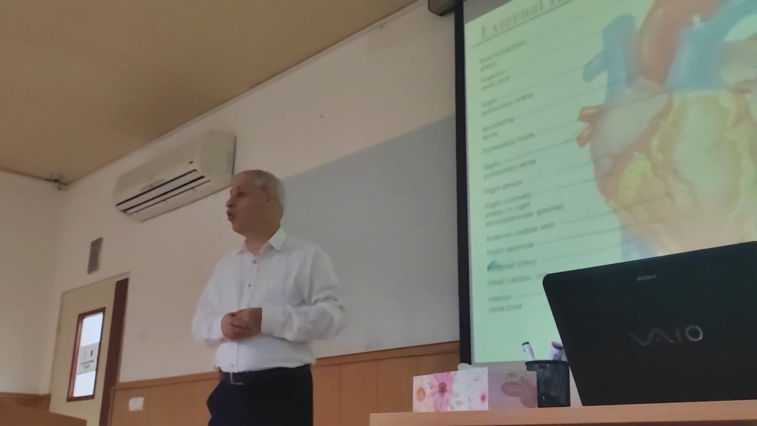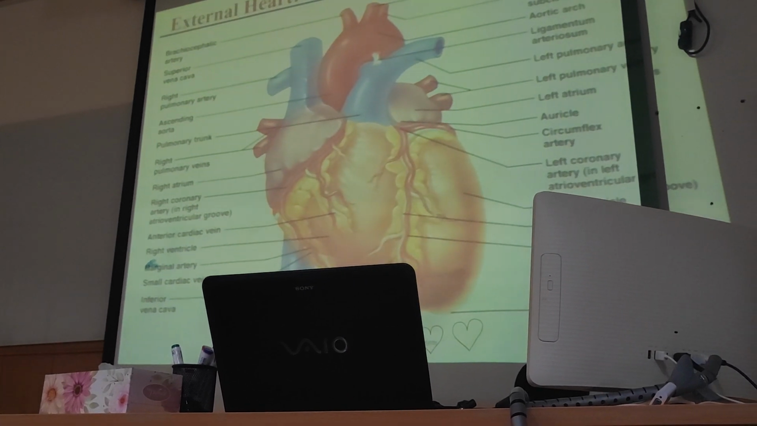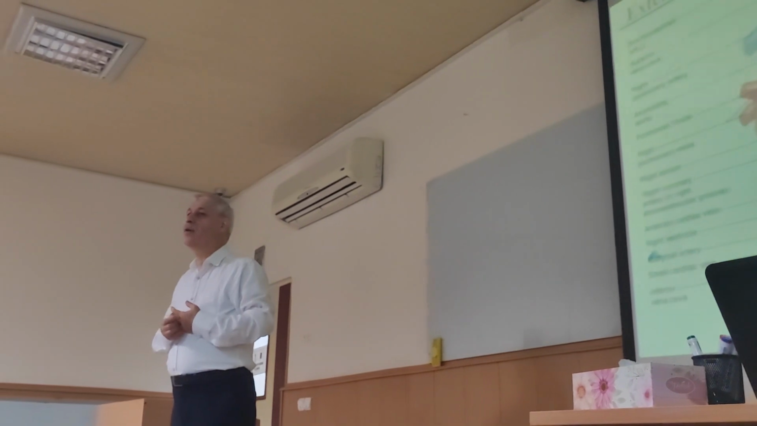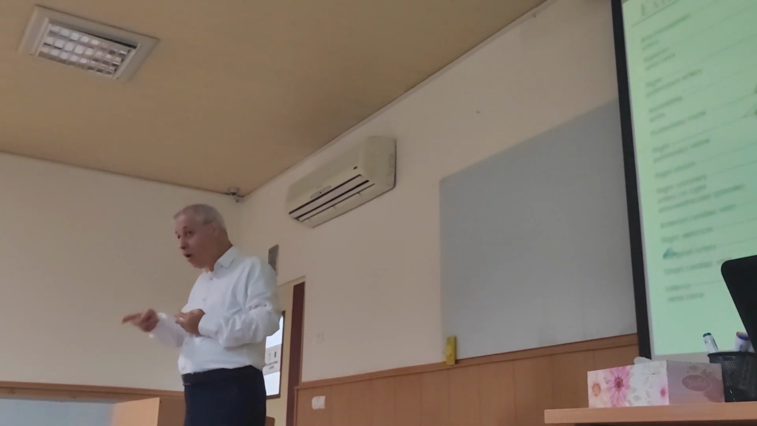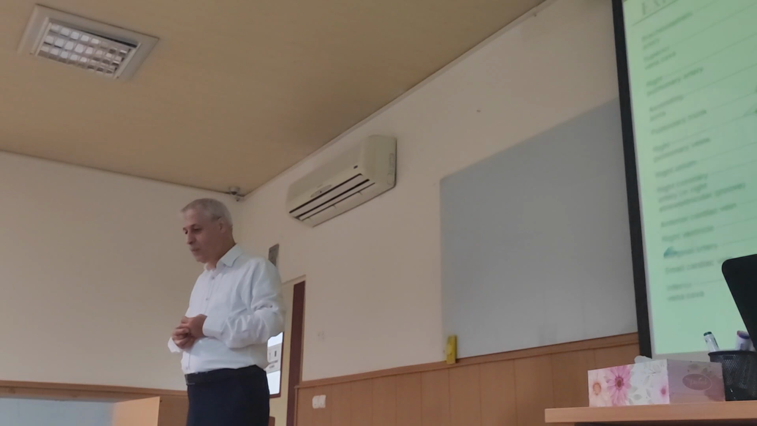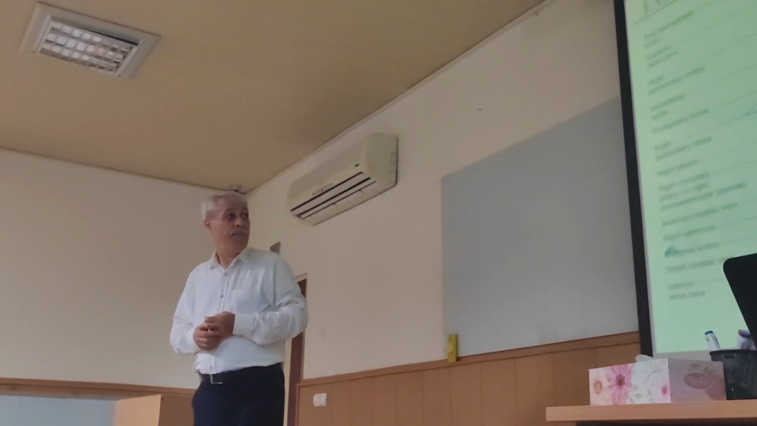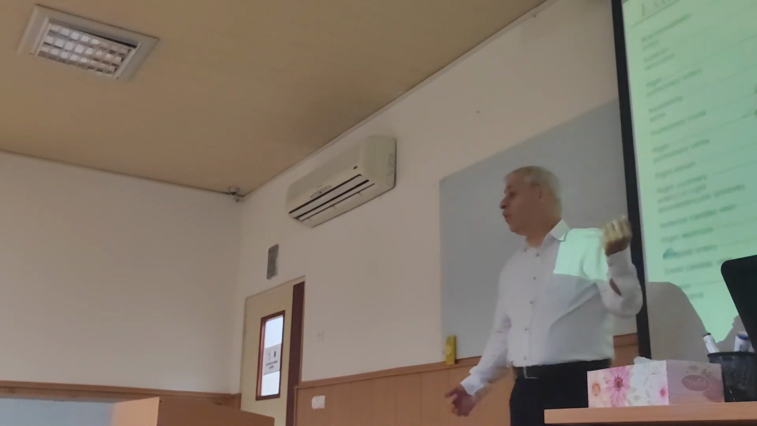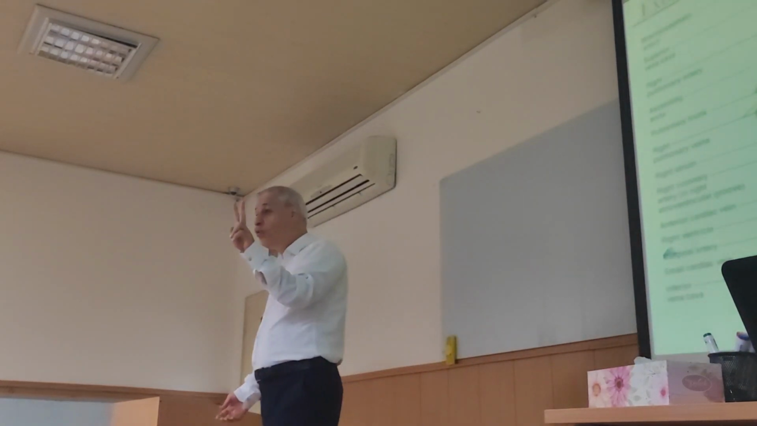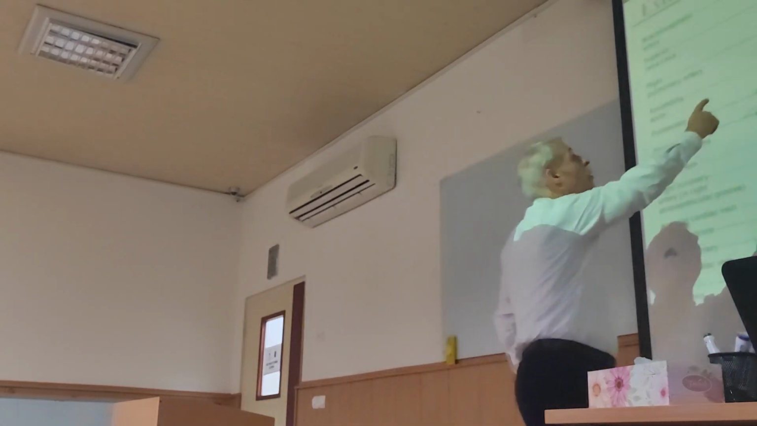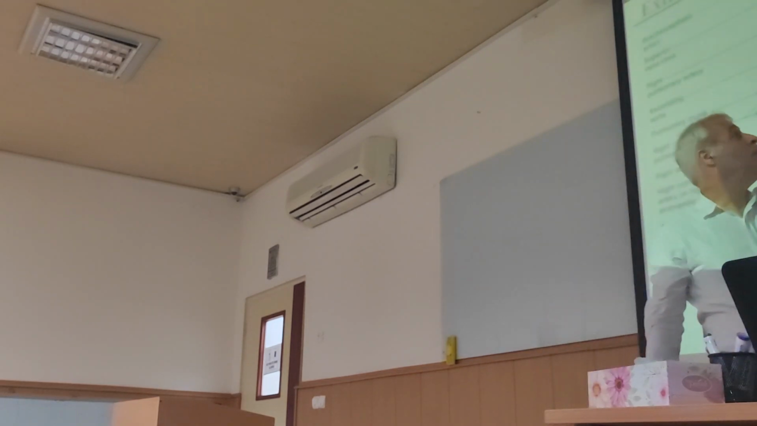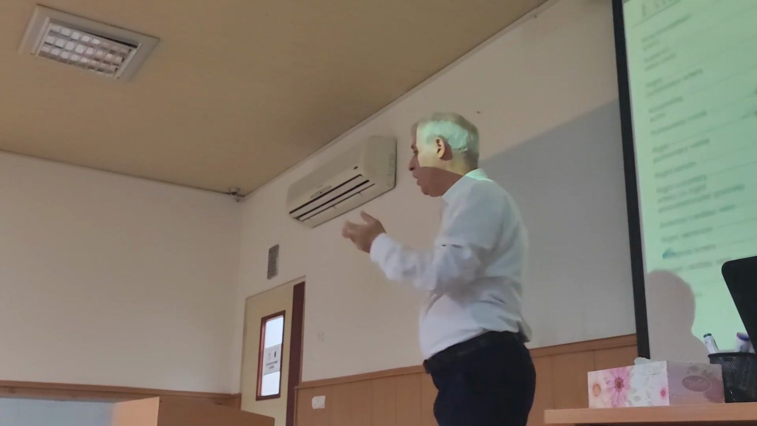Now take a look at the coronary arteries, which provide the nutrients and oxygen to the heart itself. See, for each lung we have two pulmonary arteries. Take a look. Pulmonary artery: 1, 2, going into the lung.